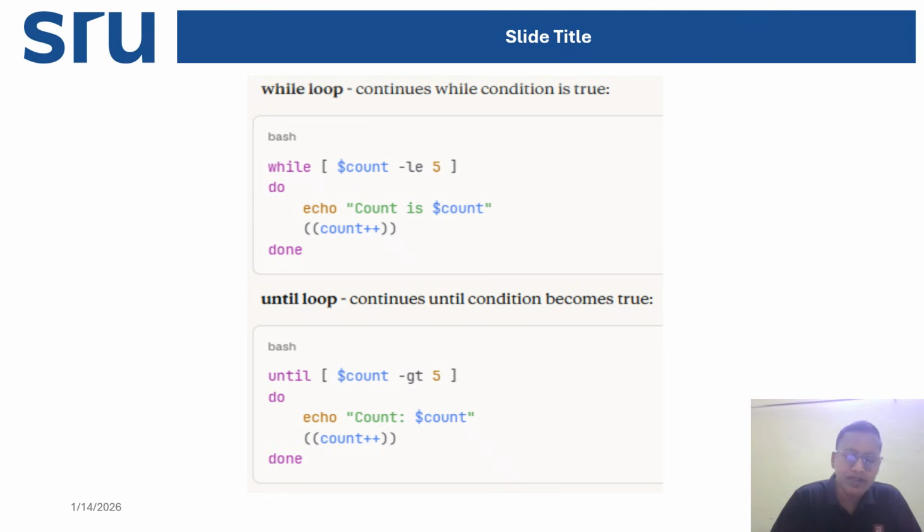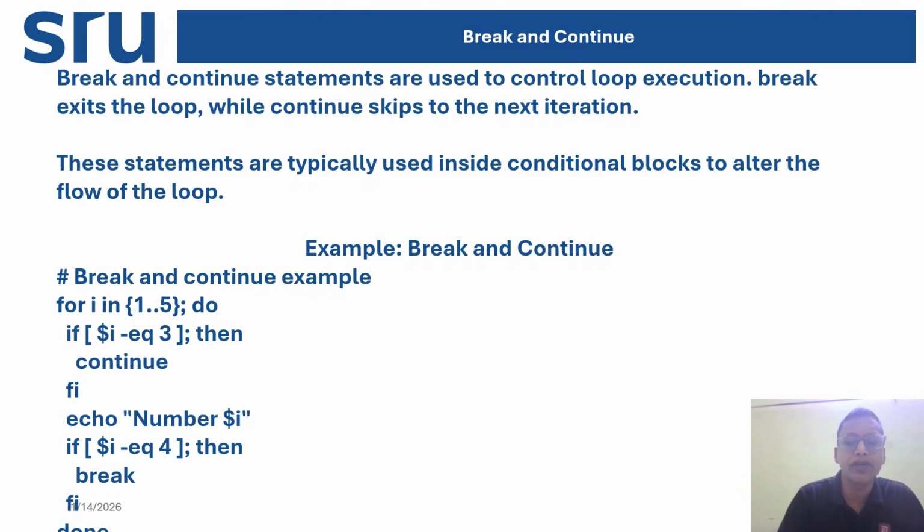2 it prints 2, 3 it prints 3, then it will become 4, it prints 4, then it will become 5. 5 greater than 5, condition false, again it prints 5, then count will become 6. Now 6 greater than 5, so condition is true. So when the condition is true, then it simply exits from the until loop. So that is the main difference between while loop and until loop.